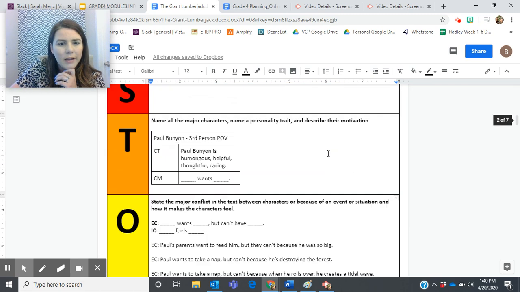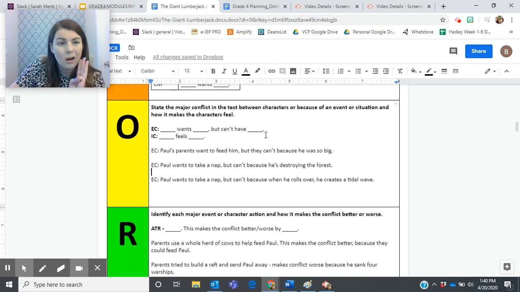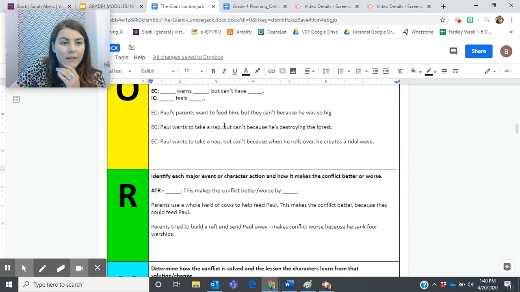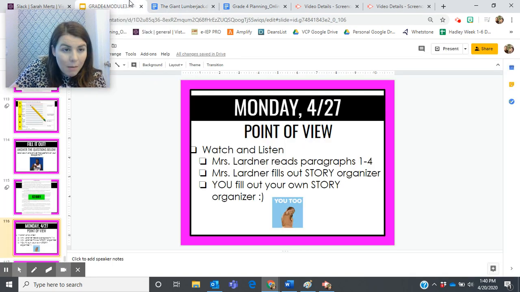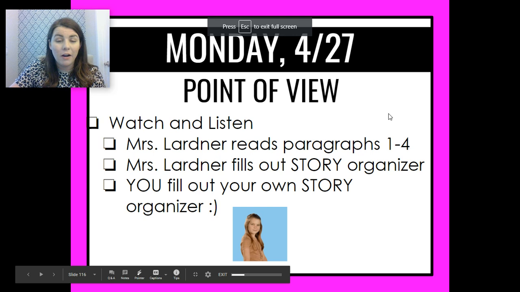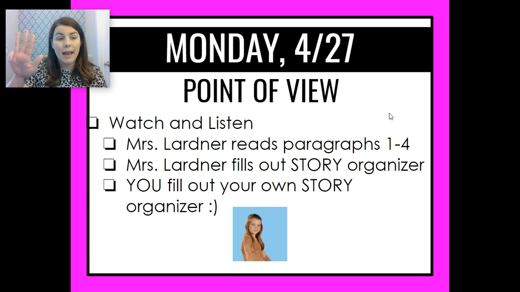So let's look at our organizer now. We've got our setting, our talking characters, our problem, and some attempts to resolve. So far, I have not learned any lesson, and these are the only conflicts that I found, but I know that the story is not over. Remember though, Mrs. Lardner told you that I was only going to read paragraphs 1 through 4. Now your job is to read paragraphs 5, 6, 7, and 8.